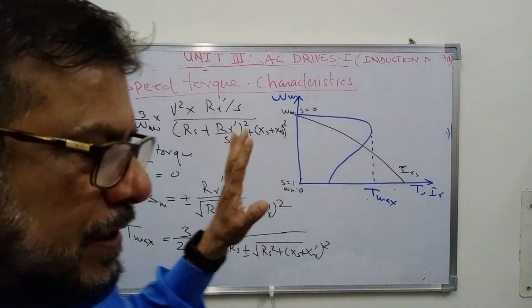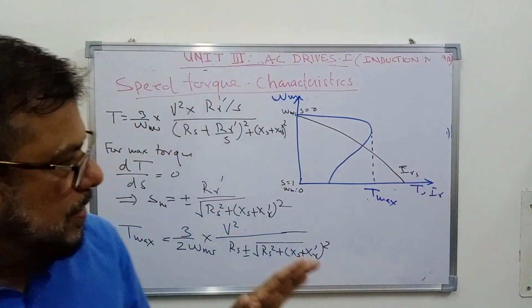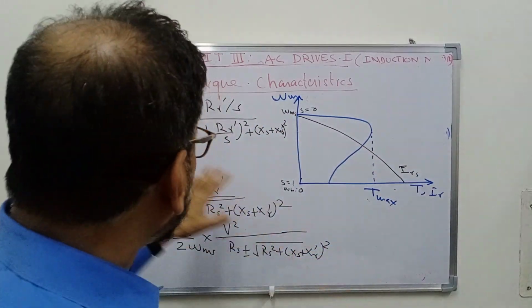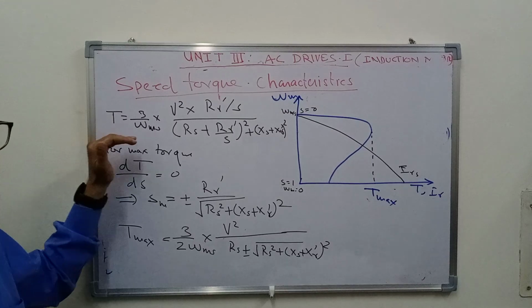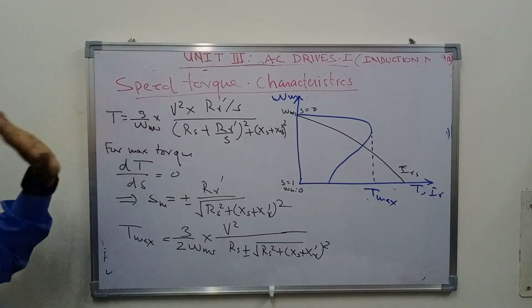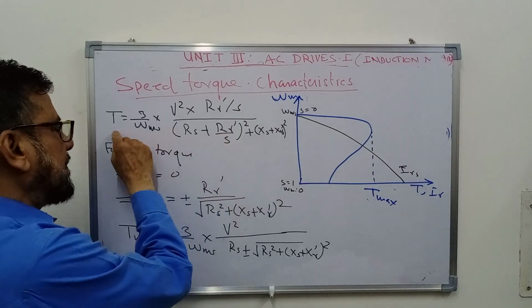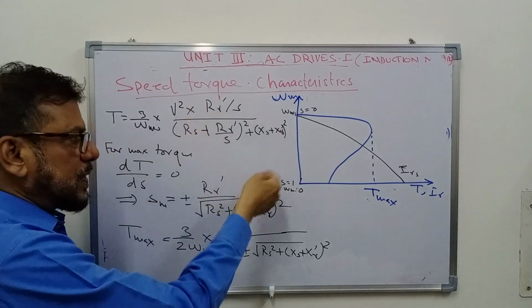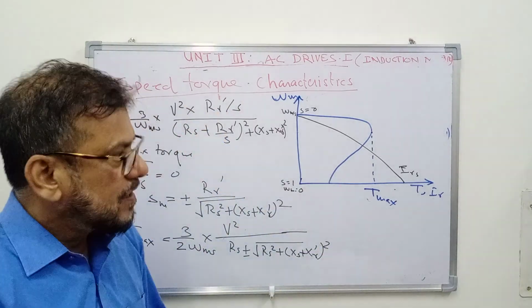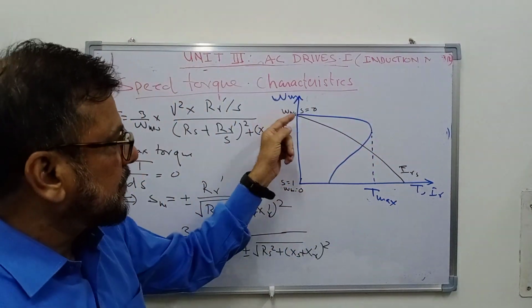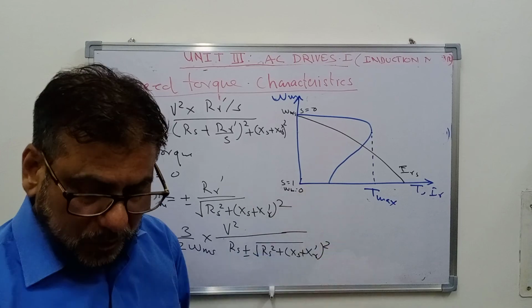Now we can plot the speed versus torque characteristics of the motor by using the torque equation that we had derived just now. So this is the torque equation. Just put various values of slip and find the corresponding torque, and you can find different values and plot them, and you will get a curve like this. This is shown in blue color.